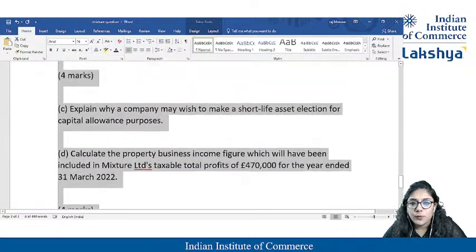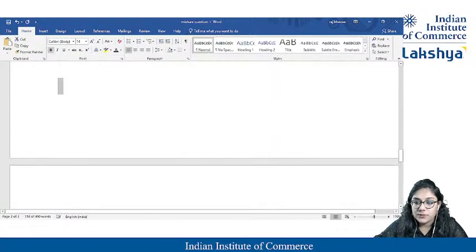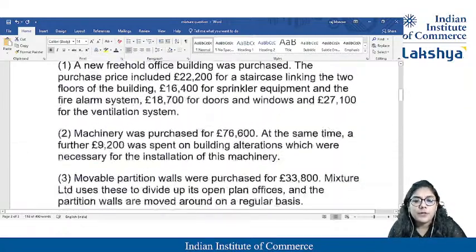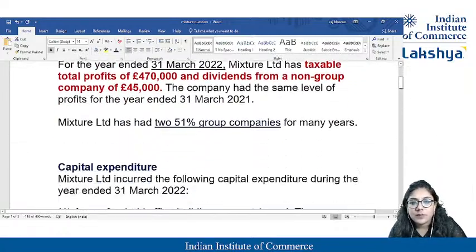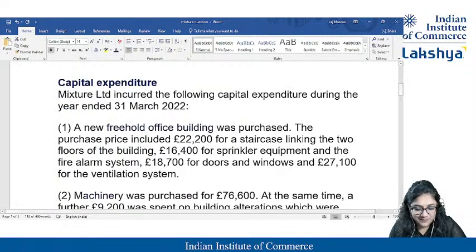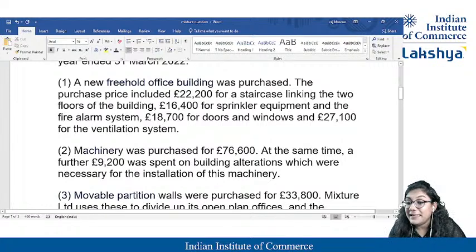Now if I read out the question, even that will be fine, but I'll just make all these things bold so that we can easily figure it out. Do you want me to read the question? Oh yeah, we can solve. Okay, now we'll read the whole question first. Let's first find out what is capital expenditure and what should be added in the cost.